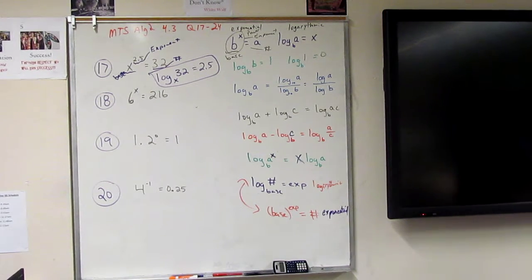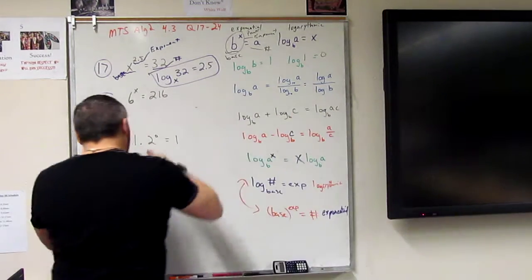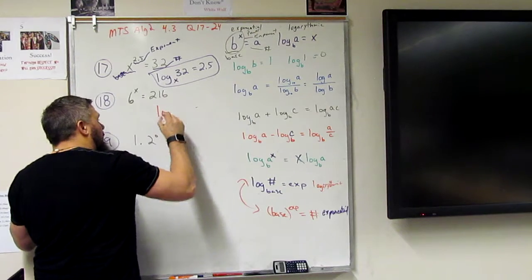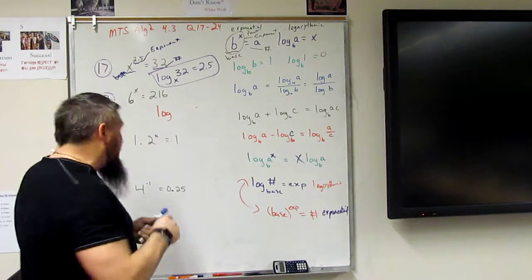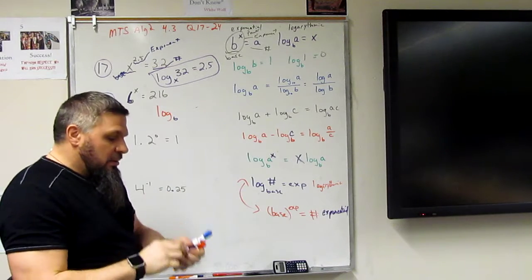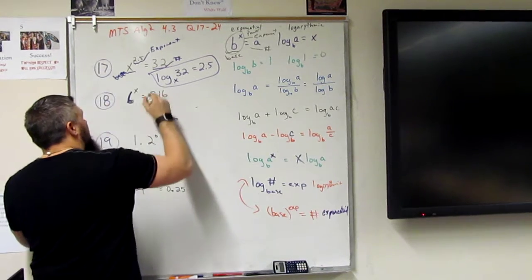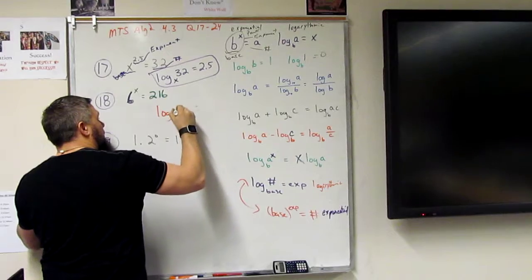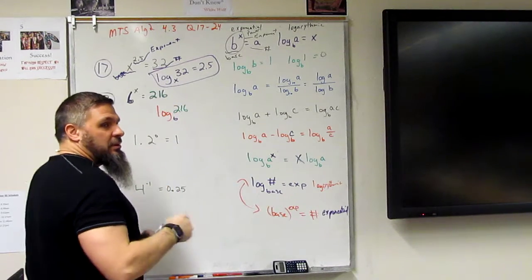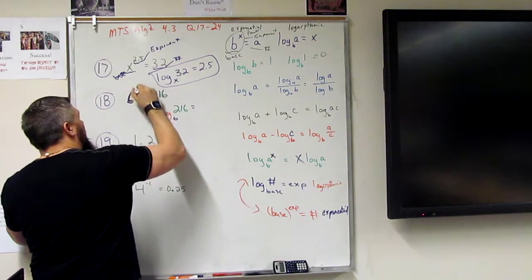Okay? So we're going to write it in logarithmic form. Log, what's the base? 6. So we're taking this 6 and we're putting it right there. What's the number? 216. And what's the exponent? X.